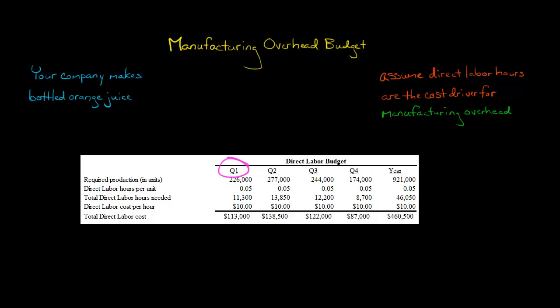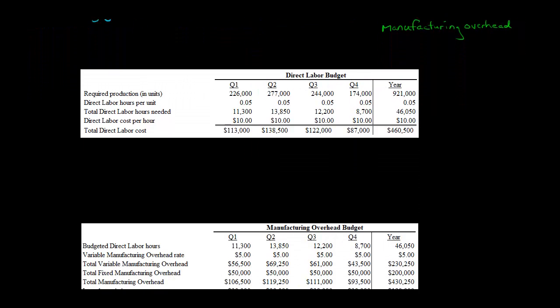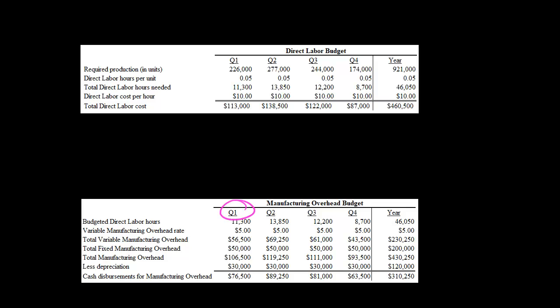And we're going to do a quarterly budget here, Q1, Q2, and so forth. So we've got our direct labor hours for quarter one is 11,300. And so we're going to plug that in when we do our manufacturing overhead budget into quarter one. We're going to start with the number of direct labor hours. And again, if we were using machine hours or something like that as our cost driver, then we would need to use machine hours instead of direct labor hours. But we've got 11,300 direct labor hours, okay? And we got the information from our production budget. So we use the production budget to make the direct labor budget, and now that we have the direct labor budget, we're making the manufacturing overhead budget.